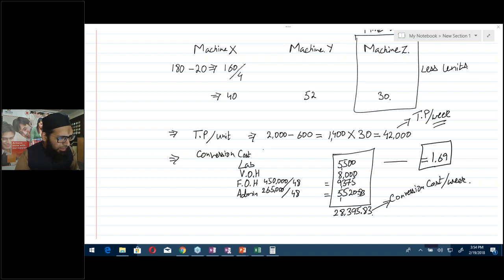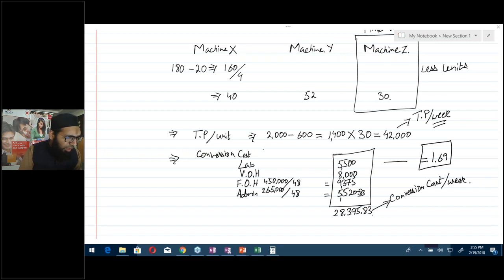The student has asked me, is this a section C question or B of the paper-based exam? Dear, this is just an example to understand how to calculate the throughput accounting ratio. Otherwise, there are more chances that from this section we will find a section B question.